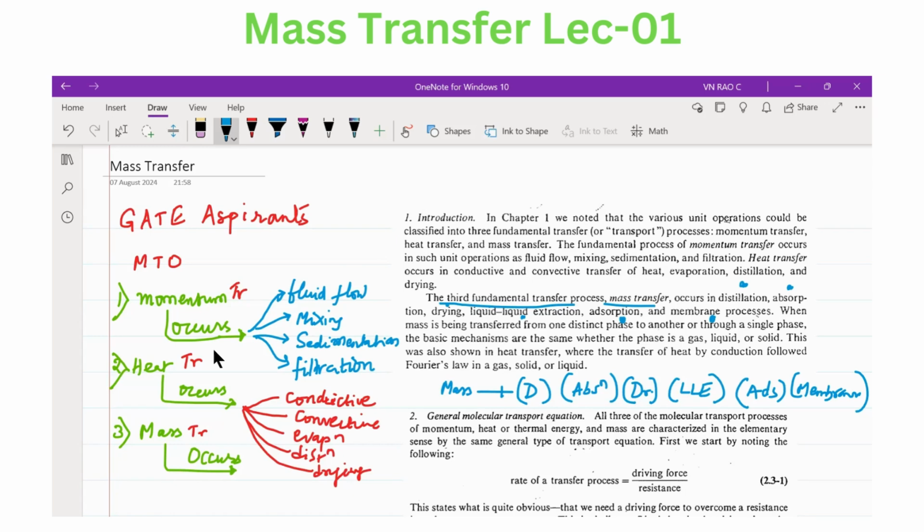Okay, so let us meet in the next session, starting with a briefing about each operation, what each operation says, and then let us go further.